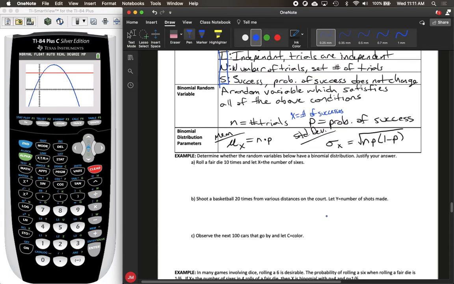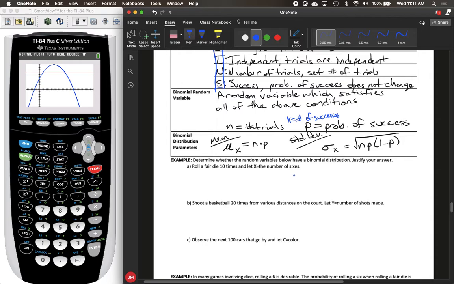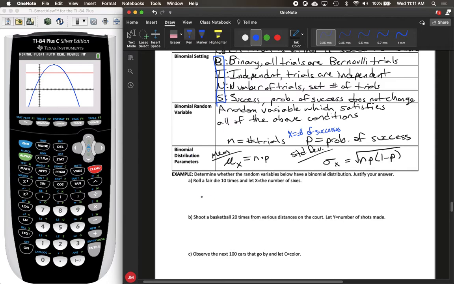In this first example, we're going to look at 3 scenarios and try to decide if the random variable would be a binomial random variable. In example A, we're rolling a fair dice 10 times, and we're going to let X be the number of 6s. For the B, for binary, I'm just going to put B question mark for our BINS. We need to decide, are these Bernoulli trials? Are we going to be able to classify a success and a failure? Well, X is the number of 6s, so 6 is going to be a success, and anything else, 1 through 5, is going to be a failure. So yes, we do in fact meet that first criterion.